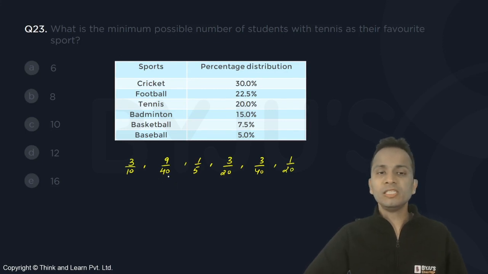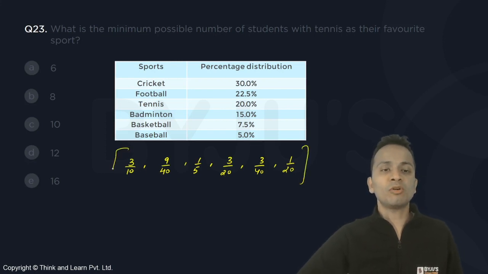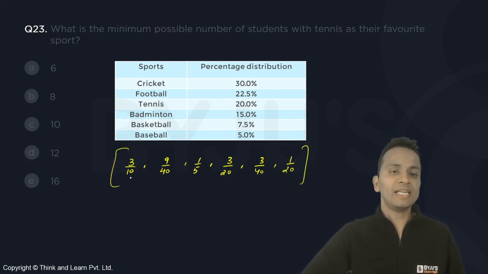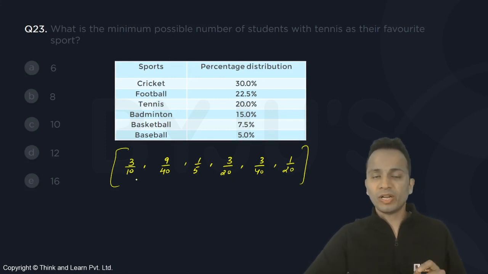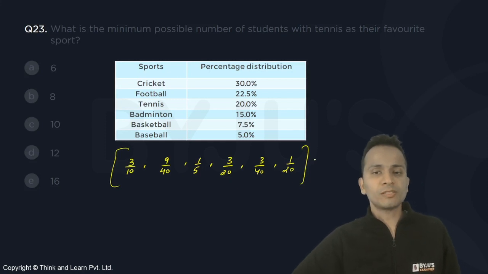Now, for all these values to be integers, I can say that the total number of students should be divisible by 10, 40, 5, 20. Whatever the values are there in the denominators, the total number of students should be a multiple of all these. So minimum possible value is the LCM of 10, 40, 5 and 20. So 10, 40, 5 and 20, इनका LCM कितना होगा? It will be 40. Okay.